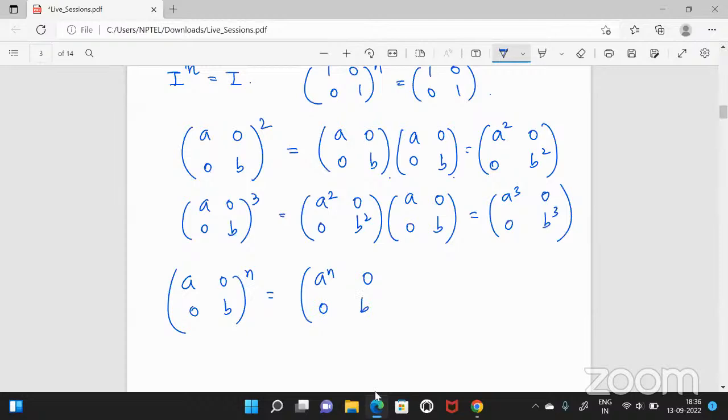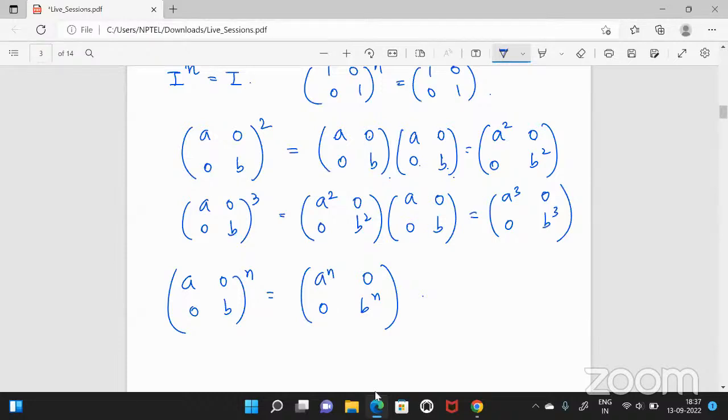Ma'am, here in A square, the first row, second element should be AB, not 0. No, no. A into A plus 0 into 0. A into 0 plus 0 into B. So 0, no? Okay. So when you have diagonal matrices, it is very easy to calculate the power. You just put the power along the diagonals.